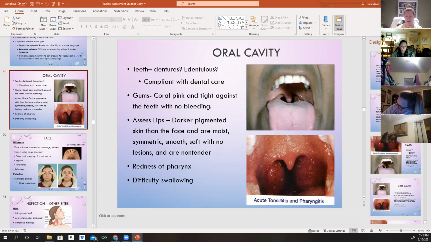Make sure you're wearing gloves when you assess their mouth because you have some bodily fluid there. You can use a 4x4 if you want to hold down the tongue to look. You can use that long wooden stick to push their tongue down if you need to. You can ask the patient to reposition their head various ways so that you can really get in there and take a good look at what's going on.